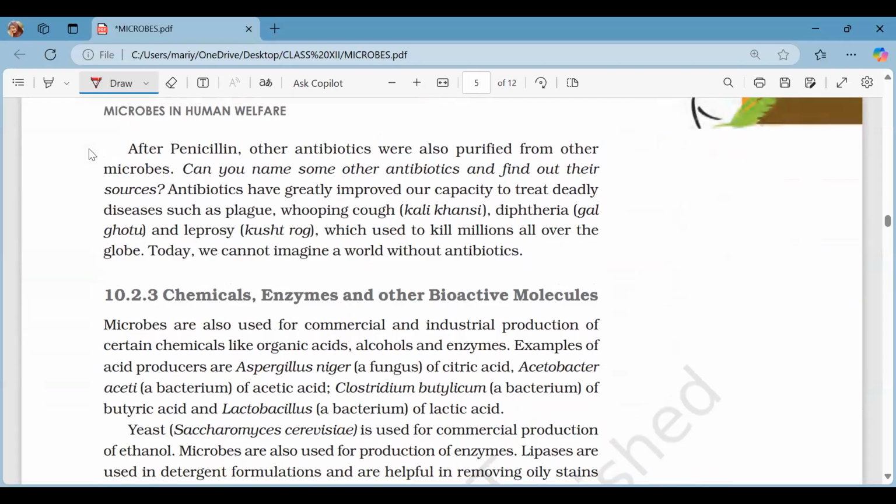Now, after penicillin, other antibiotics were also purified from other microbes. Do you remember the names of some antibiotics? Try to recall from biotechnology, principles and processes. Antibiotics. A bacteria or a part of bacteria may be able to produce.